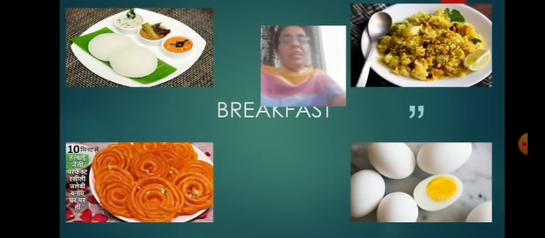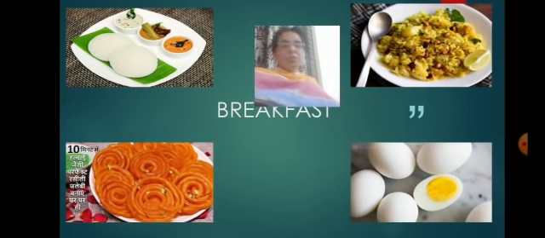Now come to the second plate. It's looking very yummy. What is this? This is poha. I like to eat poha in the morning. It's very nutritious and delicious too. What do you think? Do you like to eat it? I hope so, children.